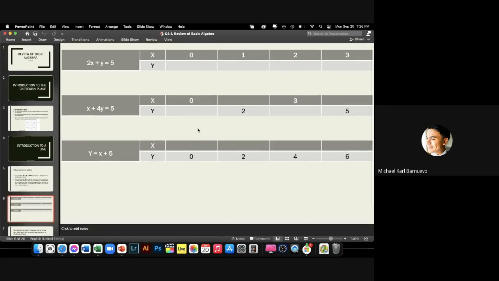How about this one? Ayan. X plus 4y is equal to 5. And I have values for both x and y. Ayan, 0, 2, 3, 5. So yeah, let's try to determine the line in this equation.